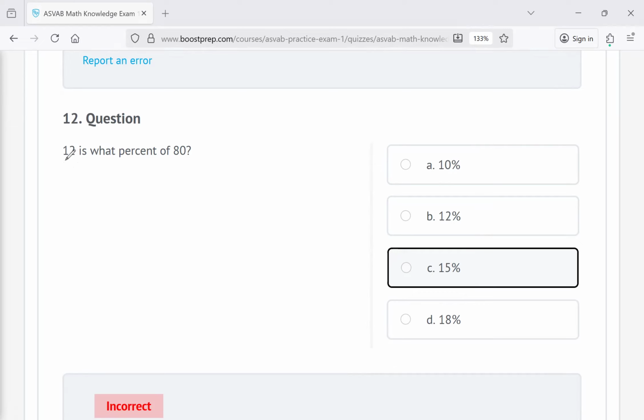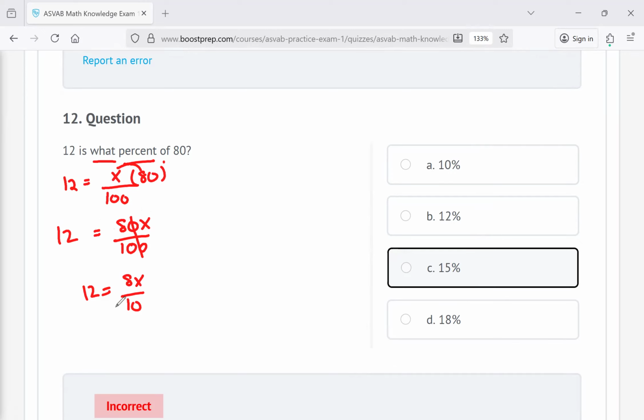I'll do 12 again. So 12 is what percent of 80? So it's going to be 12. The word is equal. What is unknown? Percent, you can write percent as a fraction over 100. The word of means multiplication, or use parentheses. And then what's 80 times x? 80x. Then I'm going to try to get rid of these zeros. So you have 8x over 10.